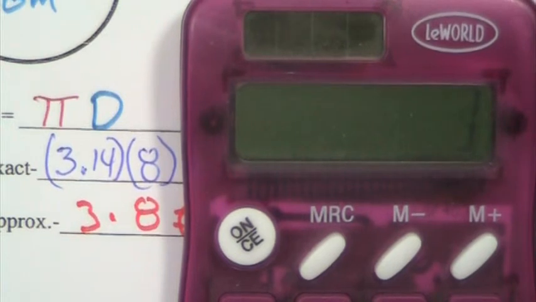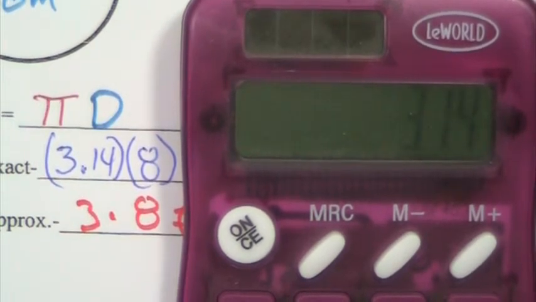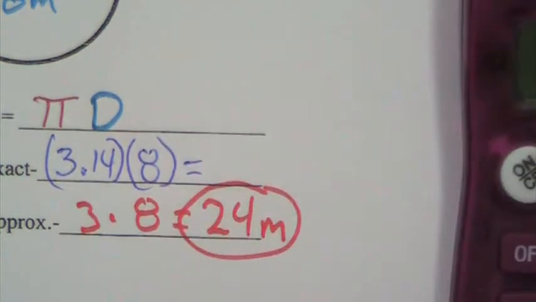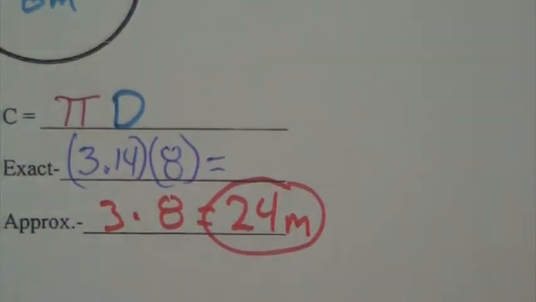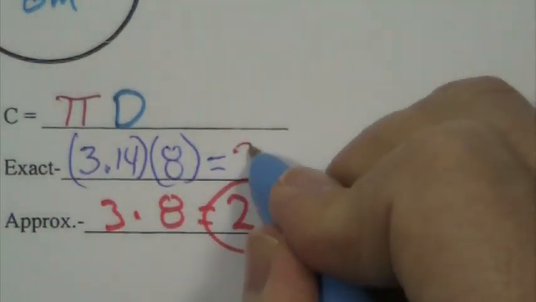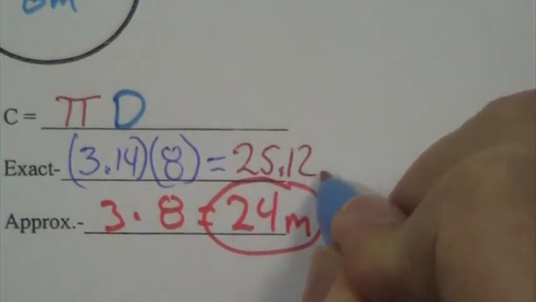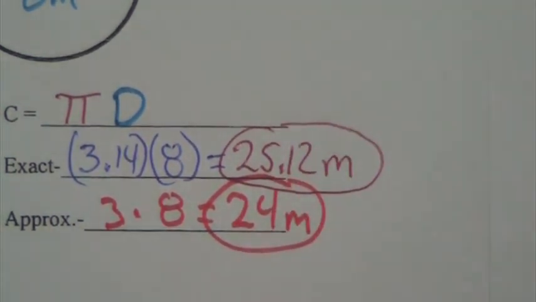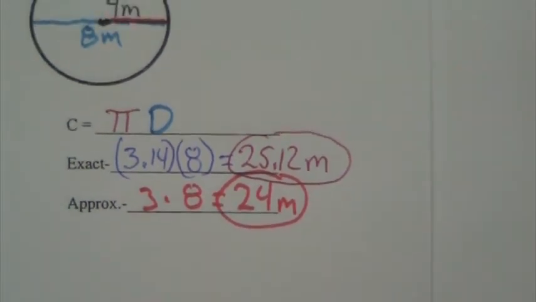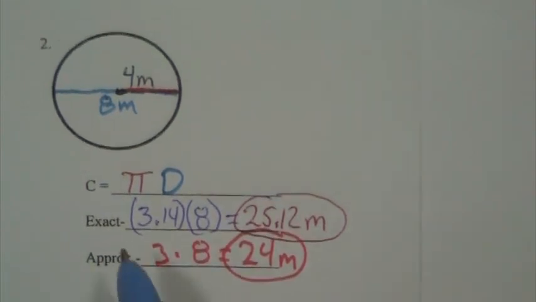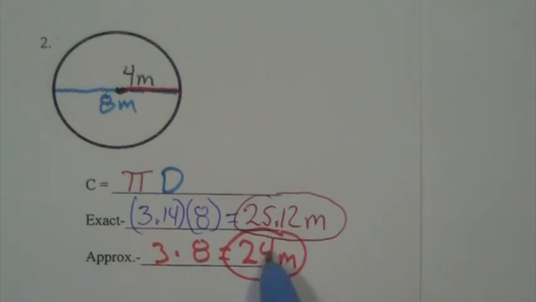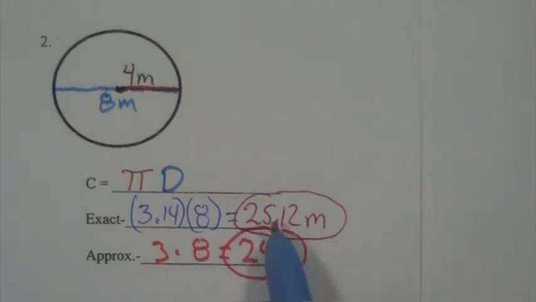So 3.14 times 8. And I get 25.12. Hey, that's pretty close. 25.12. And that was meters, the units. So what is that all telling us? That's telling us how far it is going around the circle. Going around the circle, it's about 24. It's actually 25.12 meters going around.